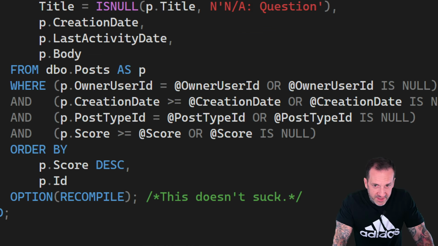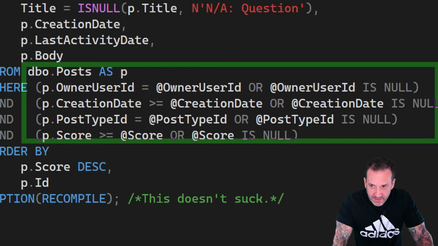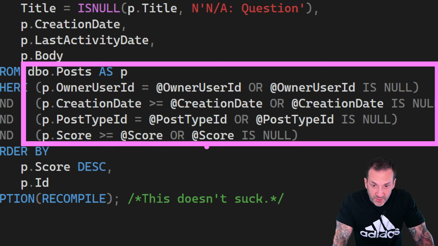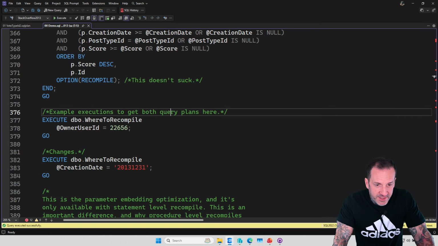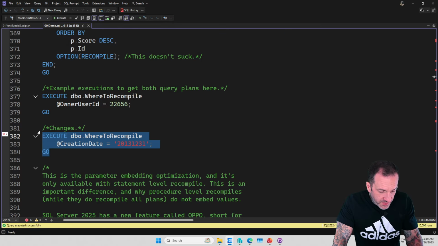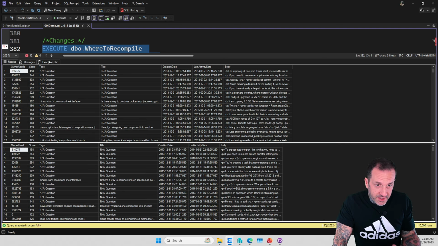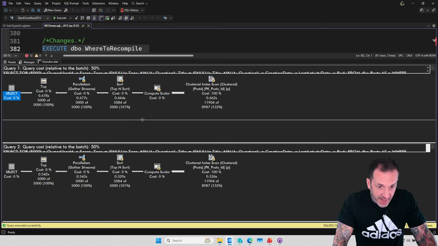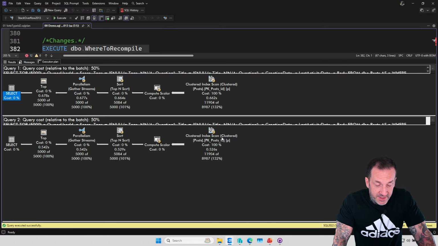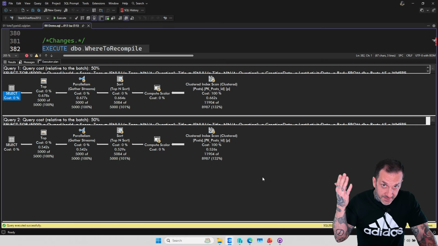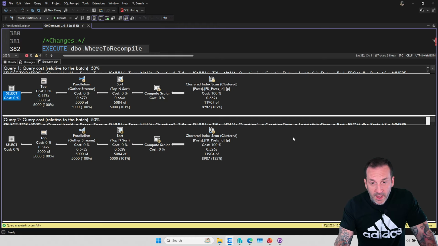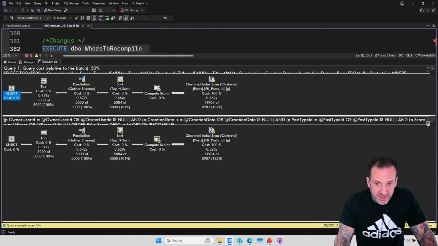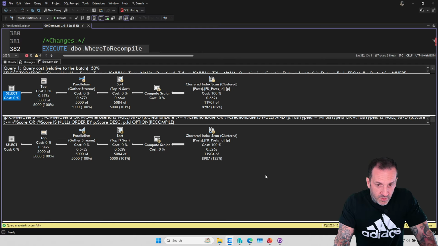Because remember, the pattern in here is this whole wacky nutty thing, the old kitchen sink stored procedure type pattern. If we run this with creation date now, SQL Server is going to give us a different execution plan for both of them, right? Because we have both a procedure level recompile, which means SQL Server is going to generate a new execution plan for all of the queries in this procedure when it runs. And then we have a statement level recompile, which tells SQL Server, give me a new query plan for this one query every time it runs.